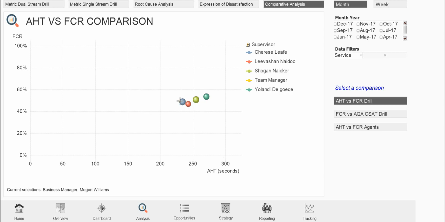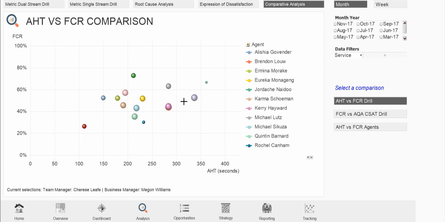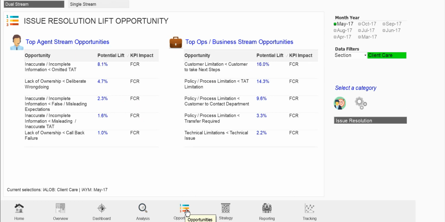Once you have completed analysis across performance metrics and expression of dissatisfaction, there is also a consolidated view available of key lift opportunities for each of the performance metric. Hence, a quick view of the biggest impacts to drive improvement initiatives within the campaign.